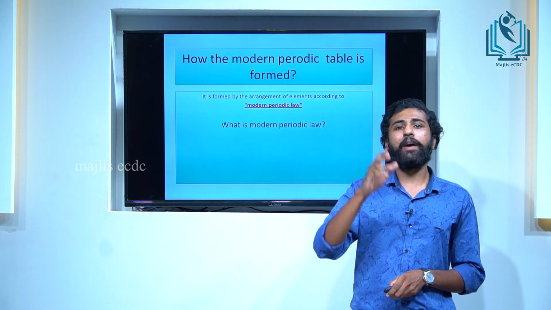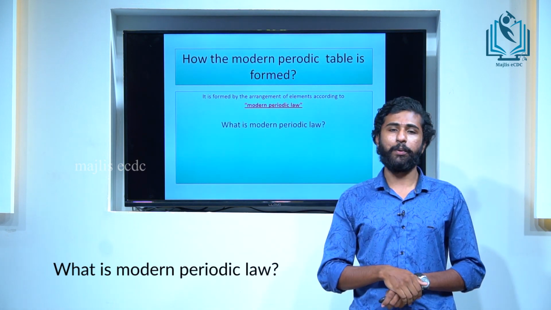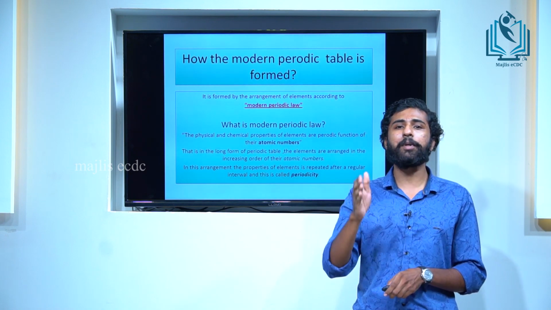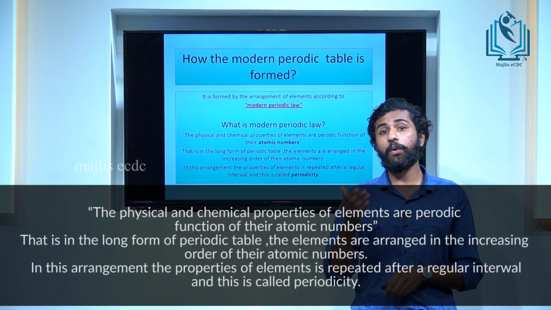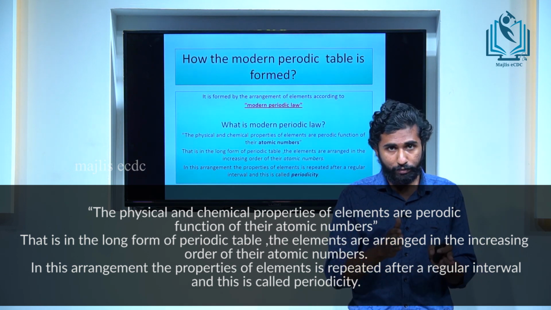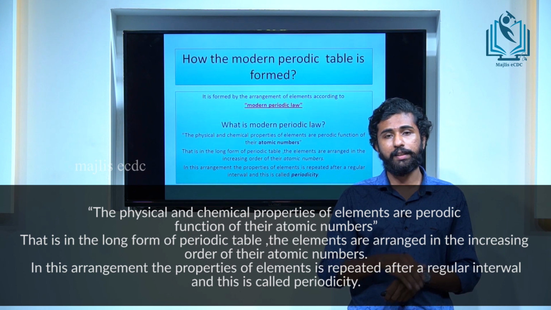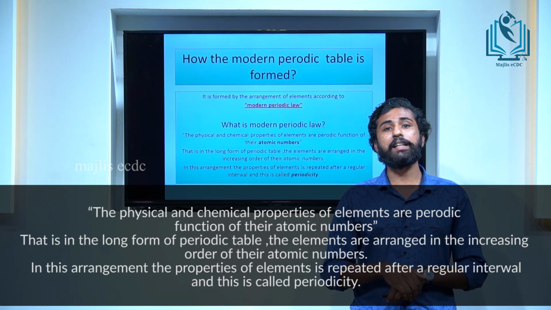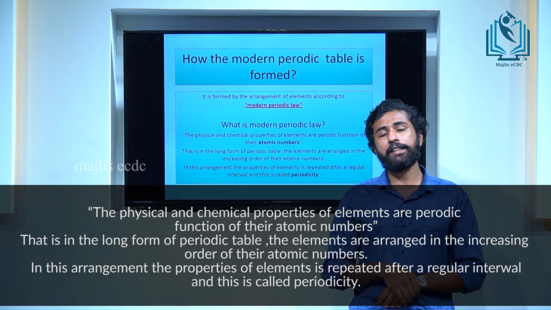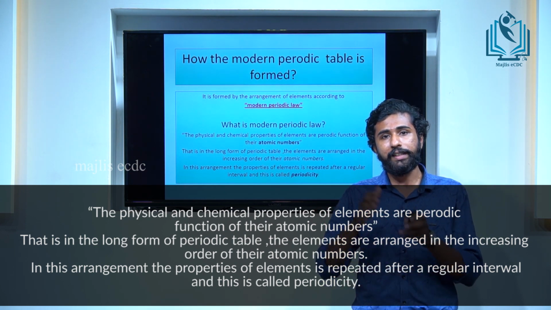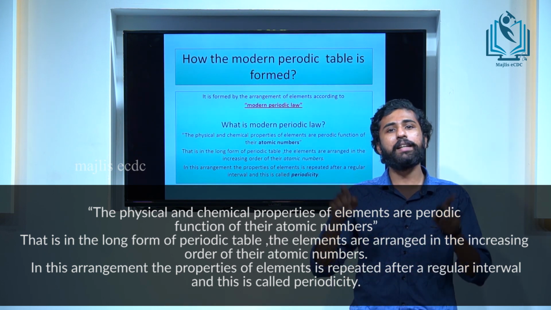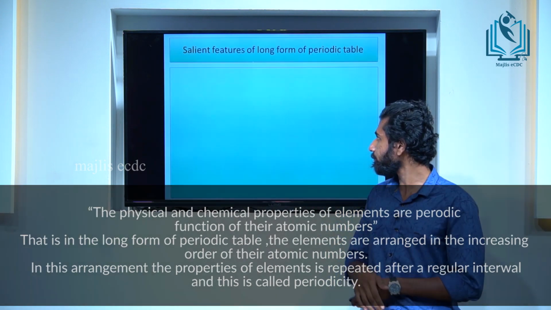Next we have another question: what is the modern periodic law? The modern periodic law says that the physical and chemical properties of elements are periodic functions of their atomic number. That means in the long form of the periodic table, or the modern periodic table, the elements are arranged in the increasing order of their atomic number. When we arrange the elements in the increasing order of atomic number, we can see the properties repeating after a regular interval, and this is termed periodicity.